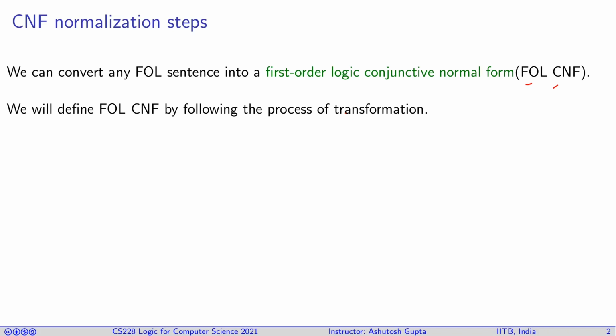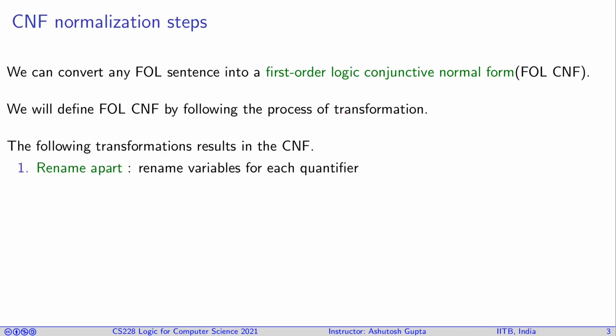Instead of showing you the definition of FOL CNF, I will present the process of transformation that will result in this form. Thereby you will understand what FOL CNF is. This process takes several steps. First step is rename apart. All the quantifiers are given different names. Since there are no free variables, we need not worry about them.